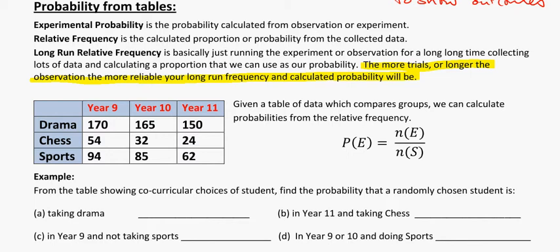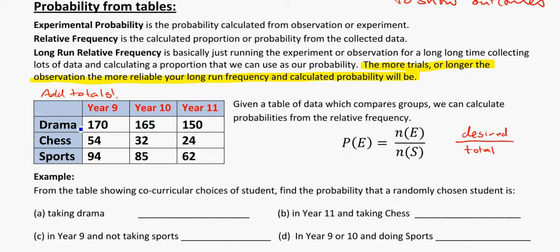And in a lot of situations, the data will be given to us in a table. So given a table of data which compares groups, we can calculate our probabilities from the relative frequency. And again, this is still basically the same thing we've been talking about: the number of desired events or desired outcomes over the total possible. I am saying total here, and that's really important. In tables, make sure you calculate your totals. If you don't have one, add the total column, because we'll need to know what all these add up to.